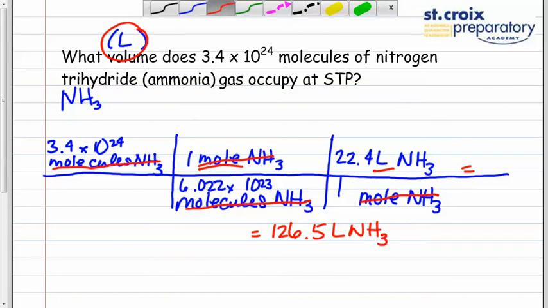Now you want to go back and check your significant figures. Since we only multiplied and divided in this particular calculation, we only have to use one rule. And that rule states that for multiplication and division, you have to look at the numbers that you used in the calculation and go with the one that has the fewest number of significant figures. In that case, that's this number here, which only has 2 significant figures, so our final answer should be rounded to 2 significant figures. So your final answer should be 130 liters of ammonia gas at STP.